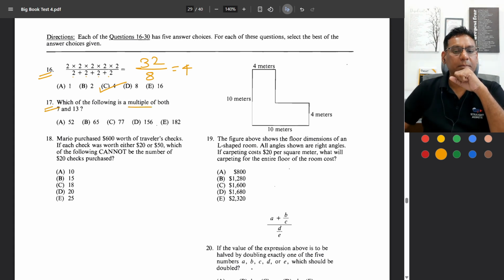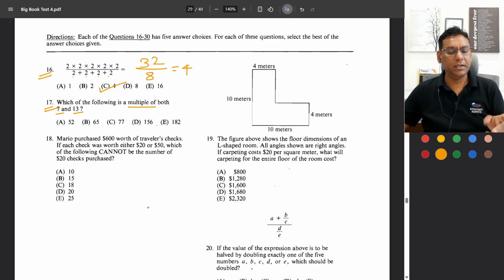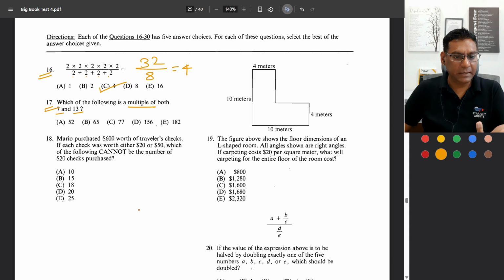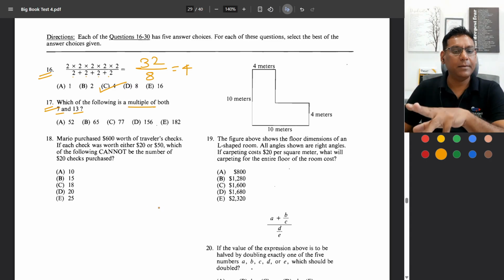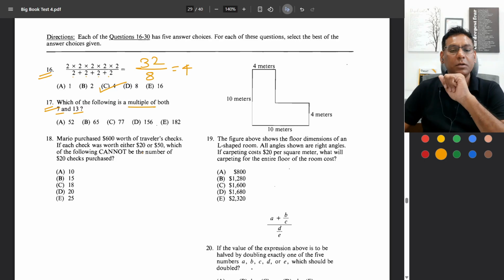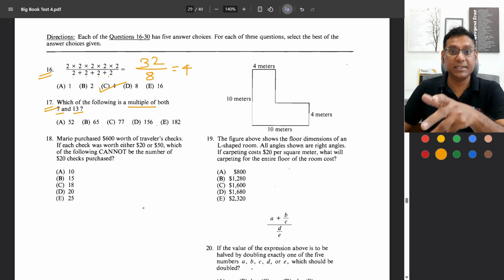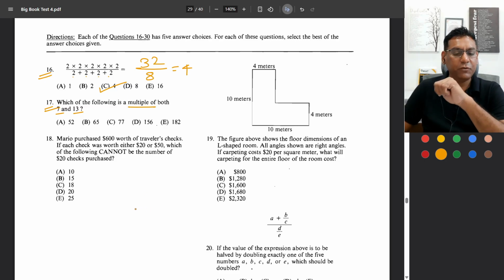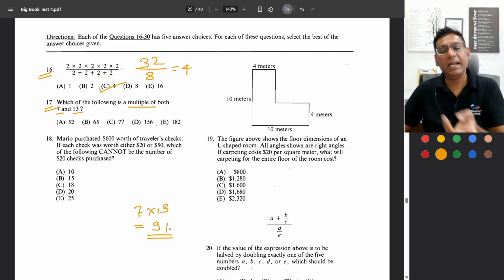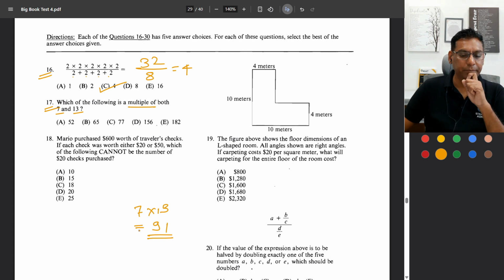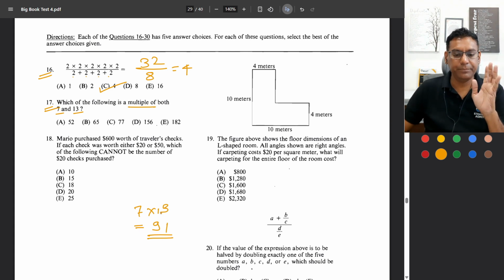Which of the following is a multiple of both 7 and 13? Okay. Now 7 and 13, both of them are prime. They don't have any common factor. Both of them are prime. So no common factors, right? So if it's a multiple of both, that means the LCM will have to be 7 times 13, correct? So that will have to be 91, and its multiple. There is no other way, correct?